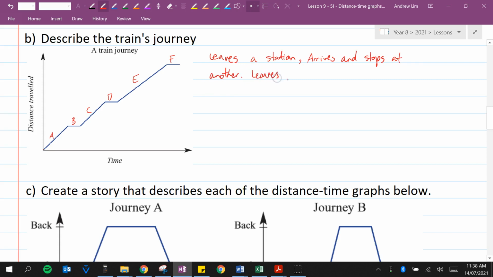Leaves, arrives and stops. Leaves, arrives and stops. It's going to do that one more time. Leaves, arrives and stops at another station.